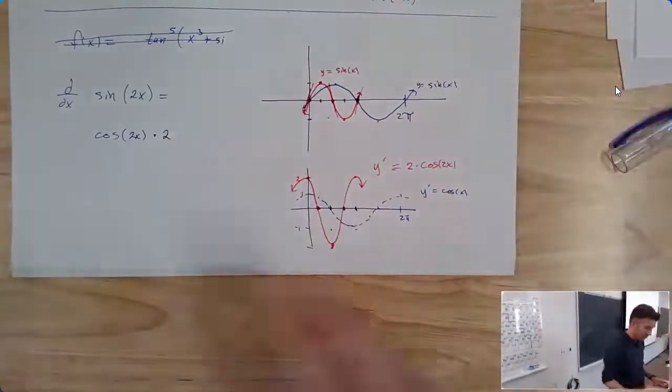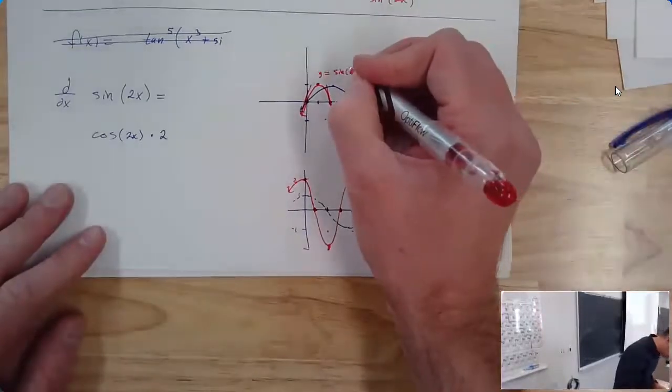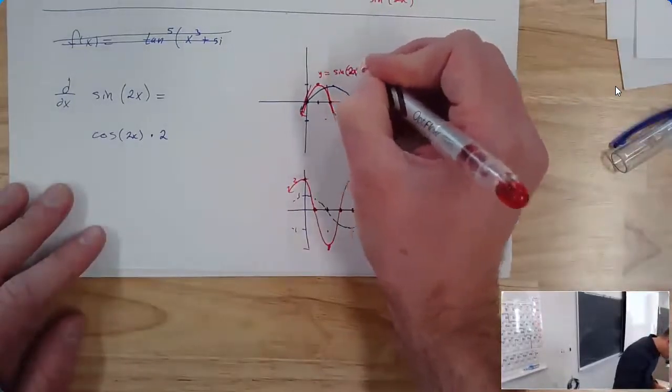It is, yeah, I wrote the wrong thing. Thank you. It's sine of 2x. Apologies. Good call. Thanks.